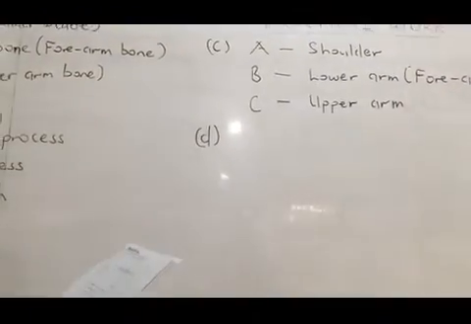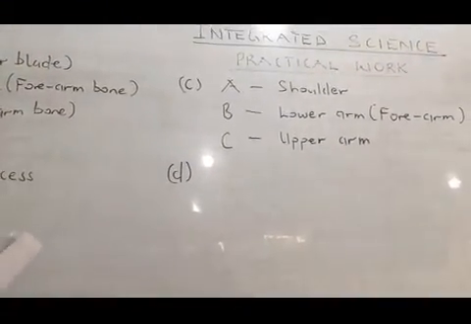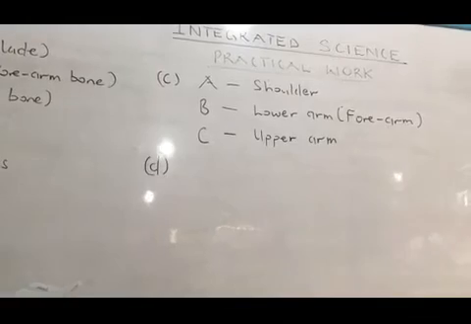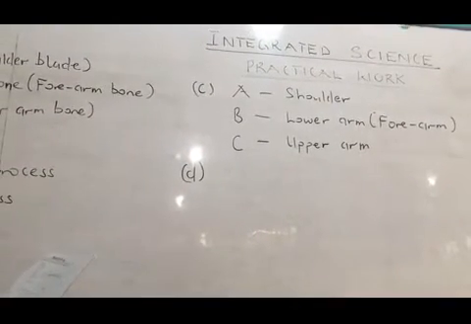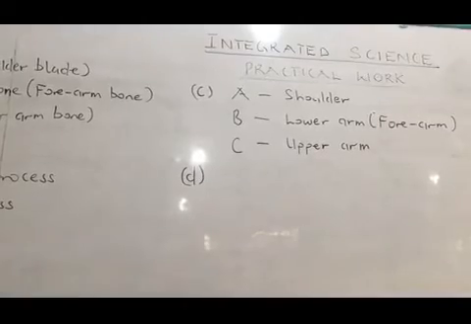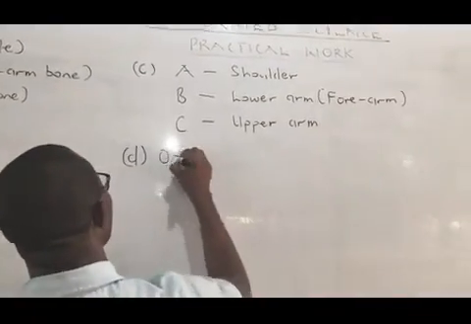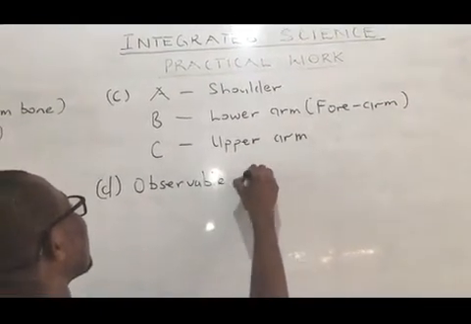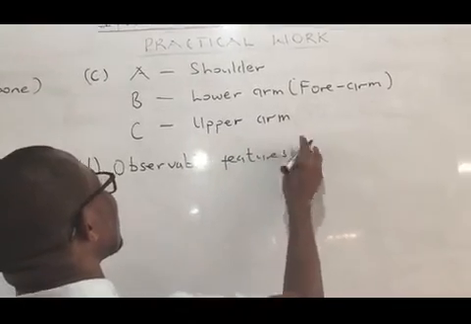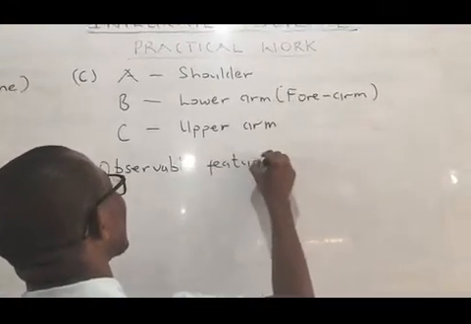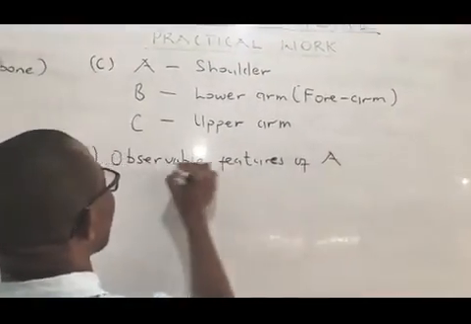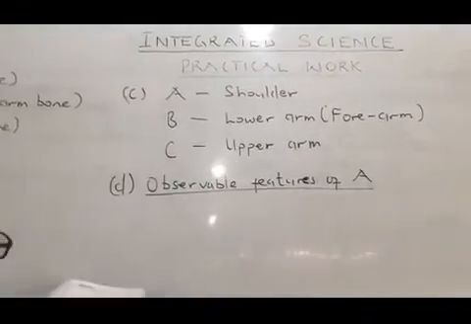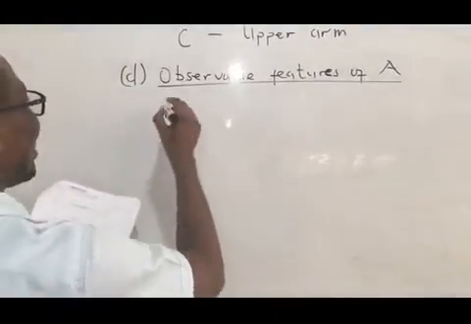The D says state one observable characteristic feature each of bone A, B, and C. So we are looking at an observable feature for bone A, for B, and for bone C. Let's look at some observable features of bone A. You can see the upper part is triangular in shape.